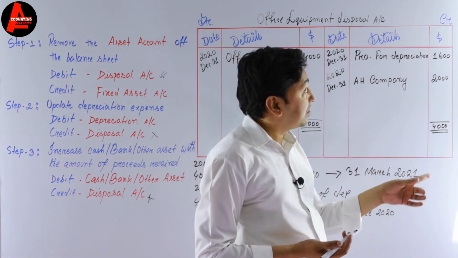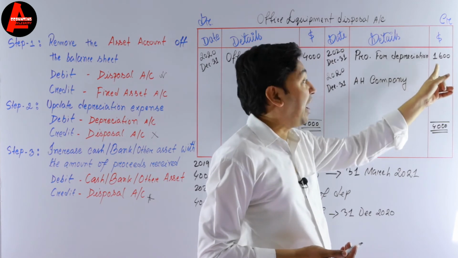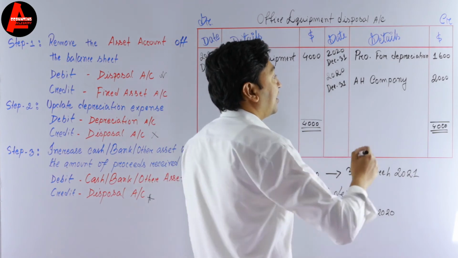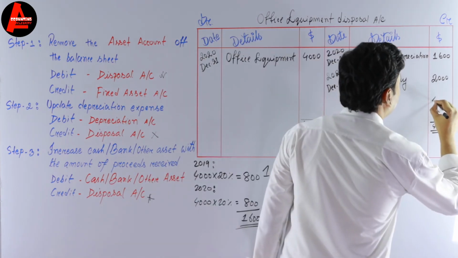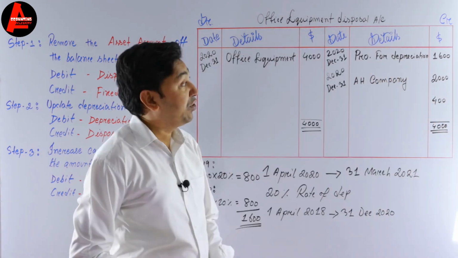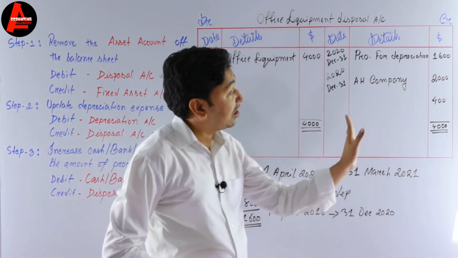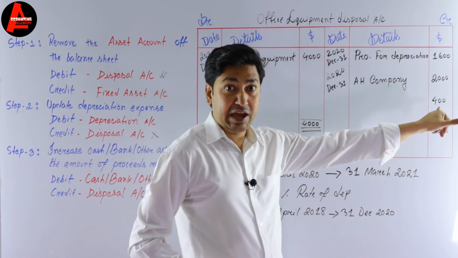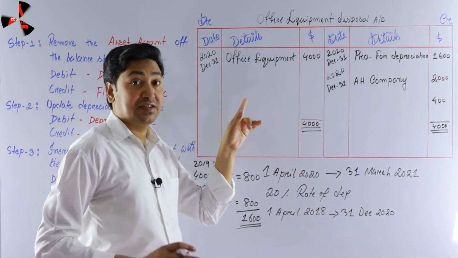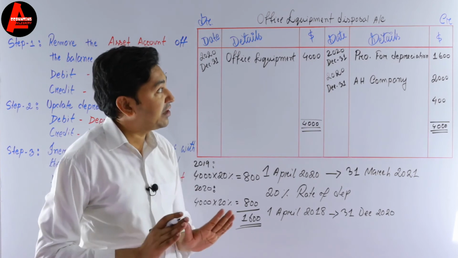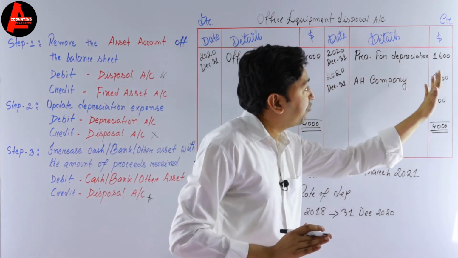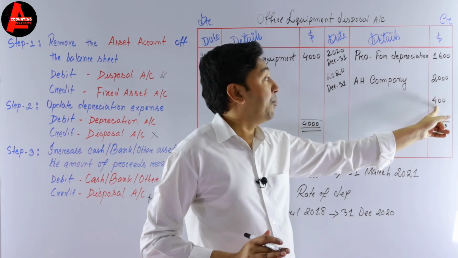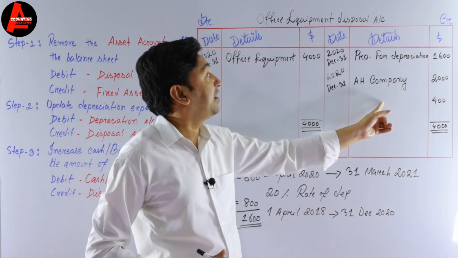Now we need to subtract these two values, $1,600 and $2,000. If we subtract, we get here $400. If we get the difference value on the credit side, it is a loss on disposal. And if you get it on the debit side, it is a gain on disposal. So here in the question we got it on the credit side, so it is a loss on disposal. But what to write here in the details?